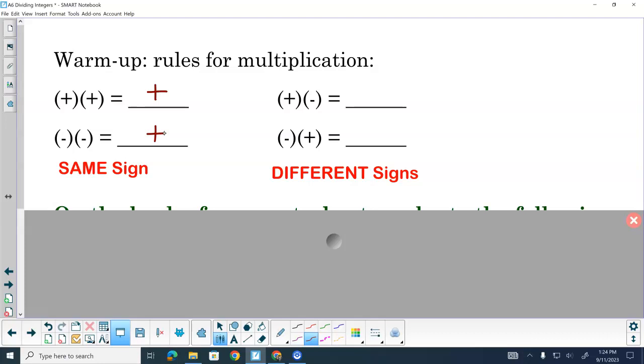This is just a recap up in the upper corner on A6. We're on A6 today. So we're up at the top just refreshing ourselves. If our signs are different in multiplication, then we're going to be negative. So signs are the same, positive. Signs are different, negative.